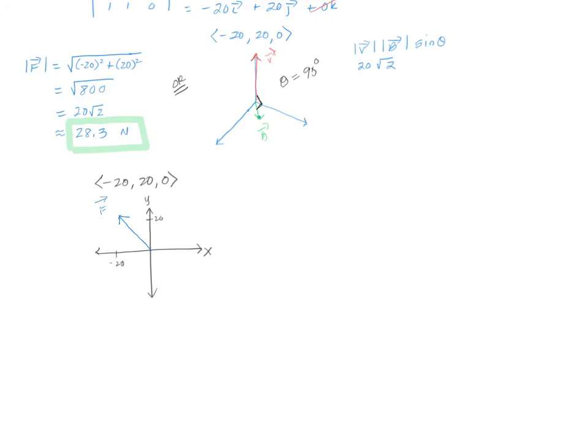So one way to describe it is to first figure out what this angle is. Well, it's going to be 90 plus 45, so it's 135 degrees. So one way I could describe it is the direction is 135 degrees in the xy plane. Notice that I don't really need to describe it in terms of a z-coordinate because the z-coordinate is 0.